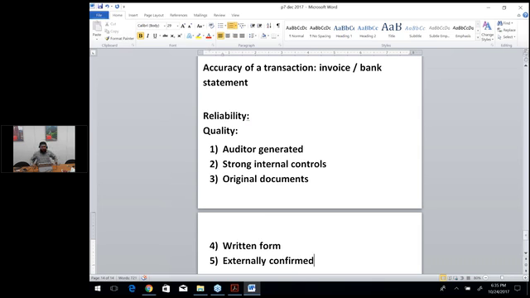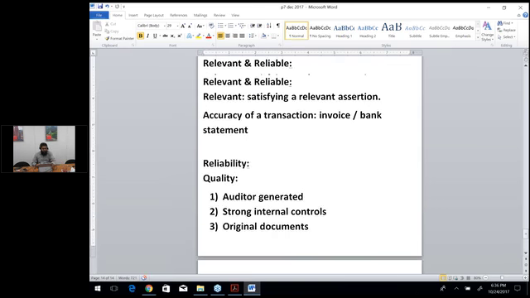So if we talk about the reliability of the audit evidence, the audit evidence has more reliability when it fulfills these five characteristics: it is generated or gathered by the auditor himself, number one. There are strong internal controls prevalent in the organization. The third is that there are original documents. The fourth is that the evidence is in the written form. And lastly, the evidence has been externally confirmed by an external party. So that makes the evidence more reliable. These are the various characteristics which make evidence reliable.